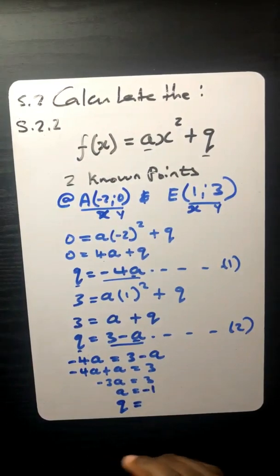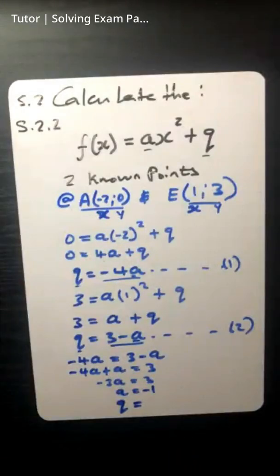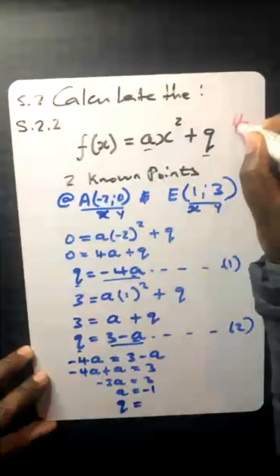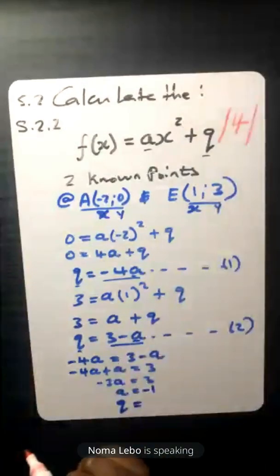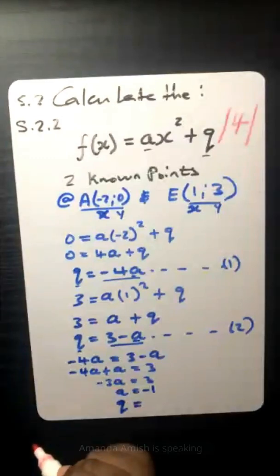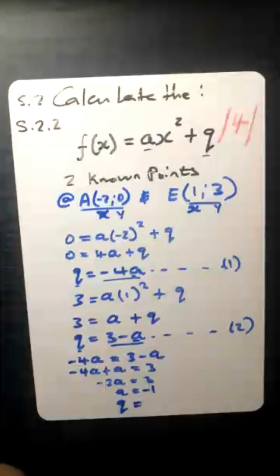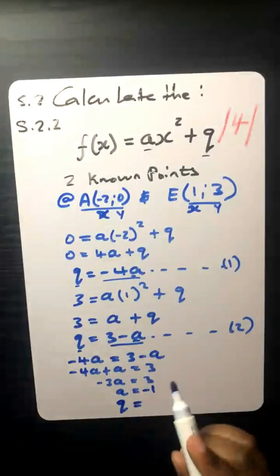Guys, are you still there, or is the message still on the way? Four. Q is four, sir. Okay, 100%. So we are getting 4.